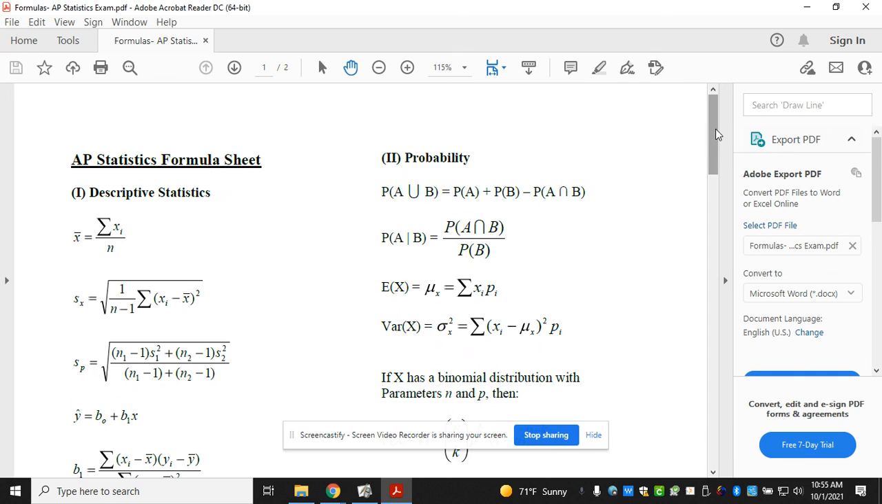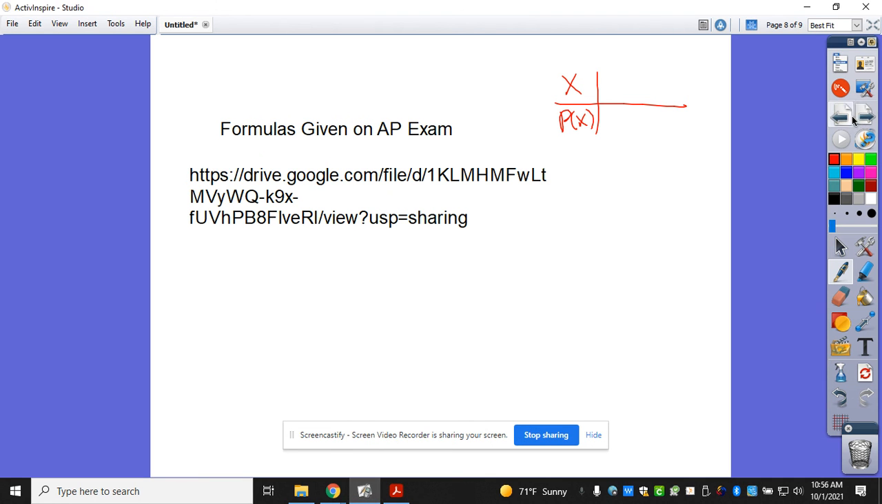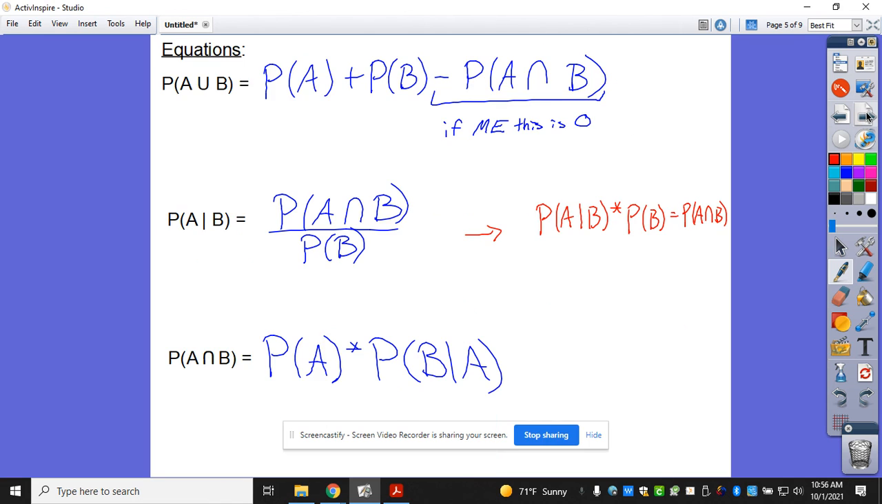So if I give you this and you don't know what they are or when to use them, this isn't helpful at all. If you know which ones to use and when to use them, this becomes very helpful. I'm giving you the same thing you get on the AP exam. So, looking at the ones we just wrote, do you get this one on the equation sheet? Yes, you just have to know that this is 0 if it's mutually exclusive. You get this one on the equation sheet. Yes.